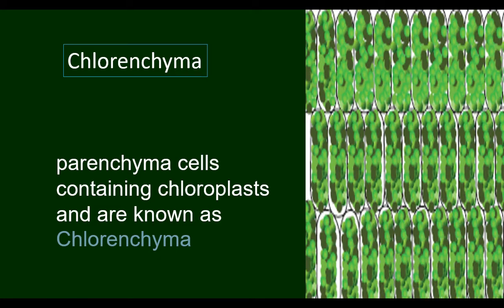Chlorenchyma. Parenchyma cells containing chloroplast are known as chlorenchyma. What is chlorenchyma? Chlorenchyma is a type of parenchyma. In chlorenchyma, the cells have more chloroplasts. Chlorenchyma is found in green part of the plants, especially in leaves.